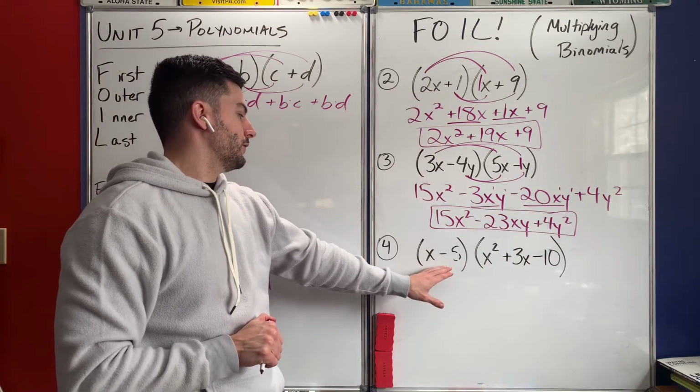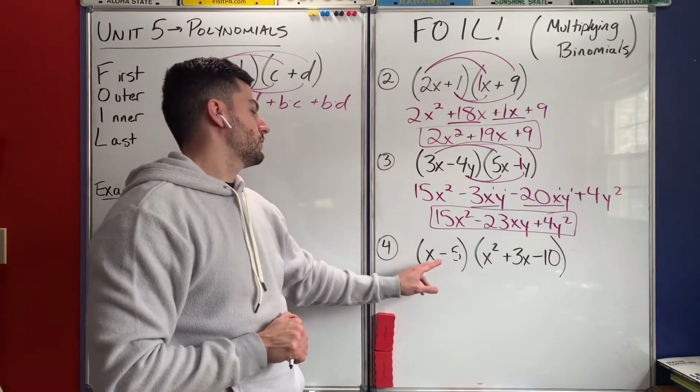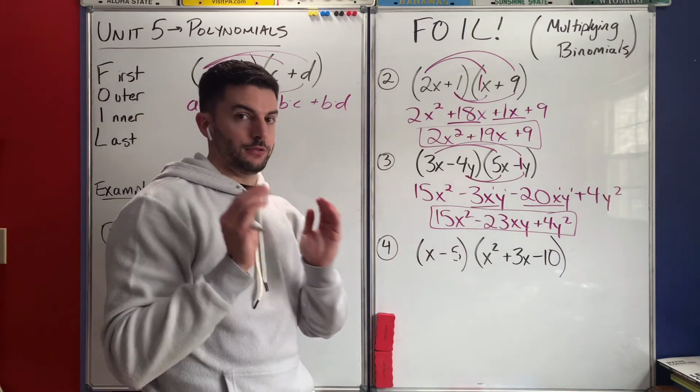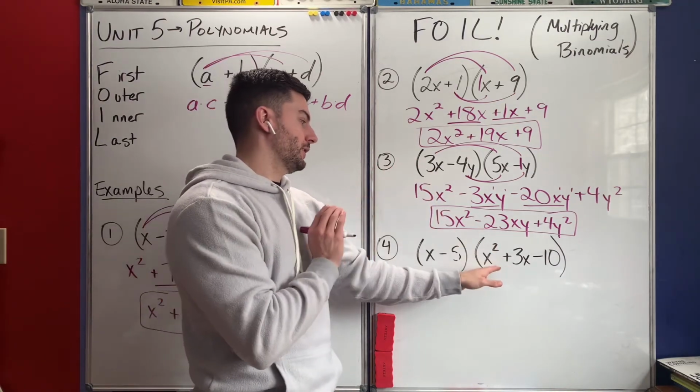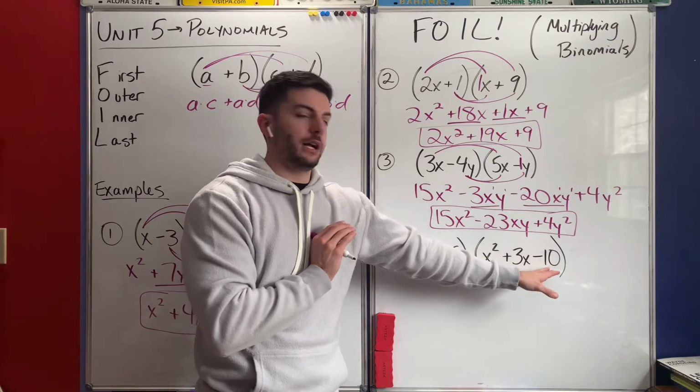And now my last one here for number 4, okay? So I have x minus 5, that group of 2, times a group of 3 terms, x squared plus 3x minus 10.